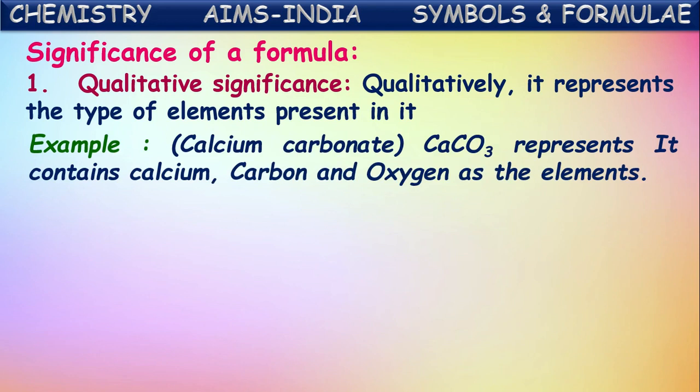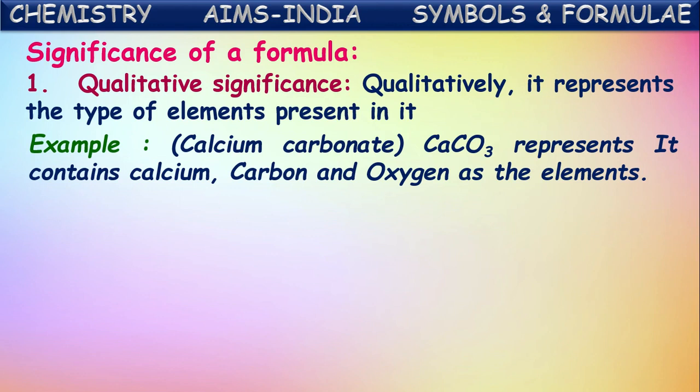For example, the chemical formula of calcium carbonate is CaCO3. It represents that it contains calcium, carbon, and oxygen as the elements. This is the qualitative information from the formula. Qualitative information means what kind of elements are present in the formation of calcium carbonate. The elements participating in the formation of the compound is the information given from the formula of a compound. This we say is qualitative information.